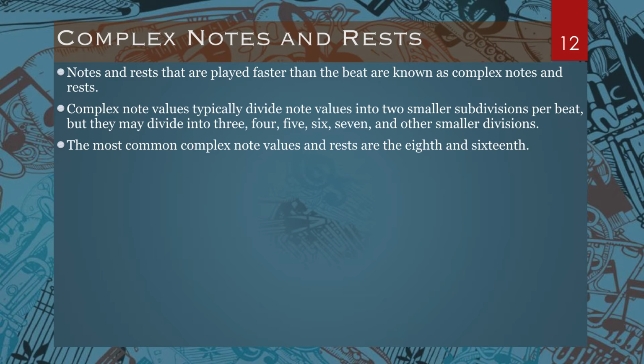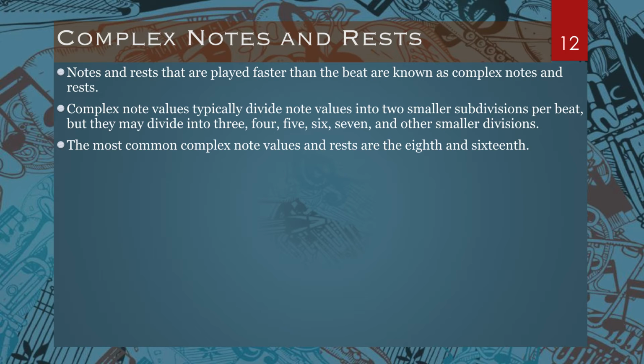Now that we've talked about basic note values, we're going to be talking about complex notes and rests. Any notes and rests that are played faster than the beat are known as complex notes and rests. Complex note values typically divide note values into two smaller subdivisions per beat, but they may even divide into 3, 4, 5, 6, 7, or even smaller subdivisions.